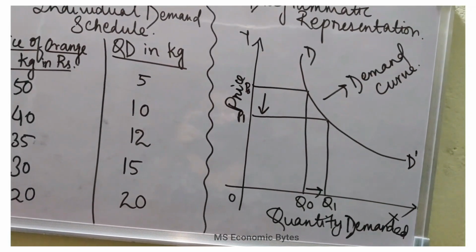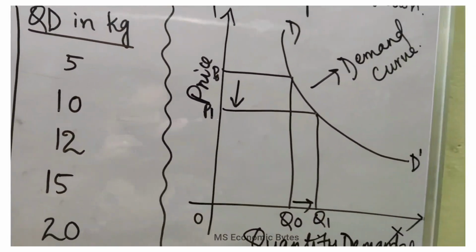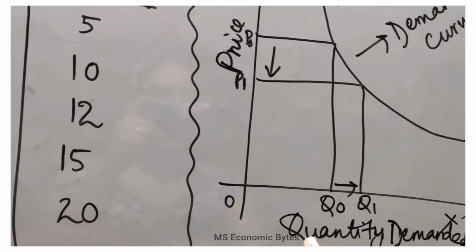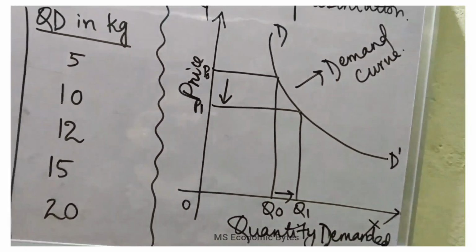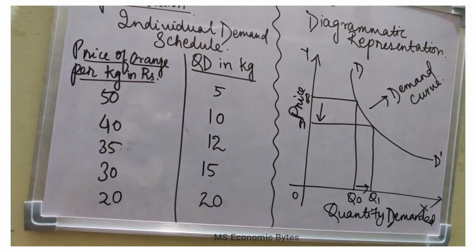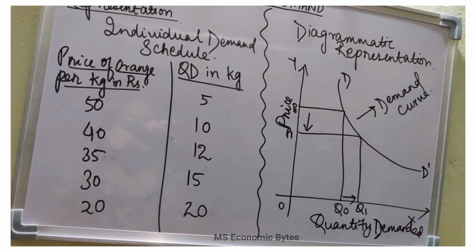Now when the price falls from OP0 to OP1, you can see in the diagram that its quantity demanded increases from OQ0 to OQ1. So it is clear that there is an inverse relationship between price and quantity demanded of a commodity.